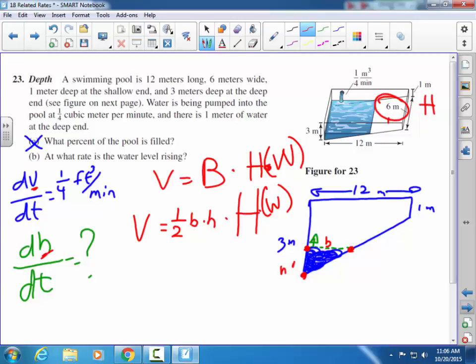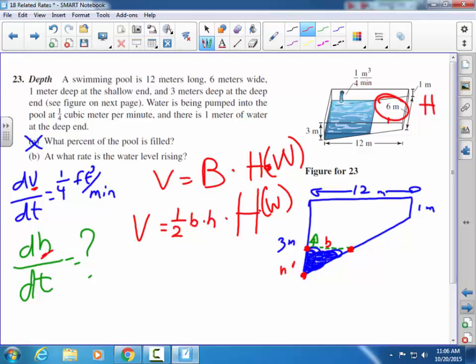Is that green line changing as water's pouring in here? Is the length of that green line changing? Is the height, H right there, changing? Is the height or width of this thing changing? No. Are y'all all in agreement with that now?